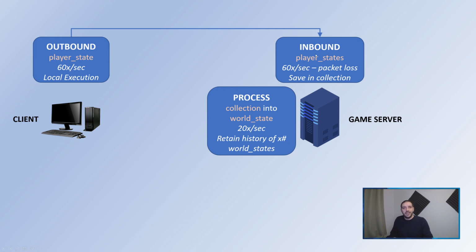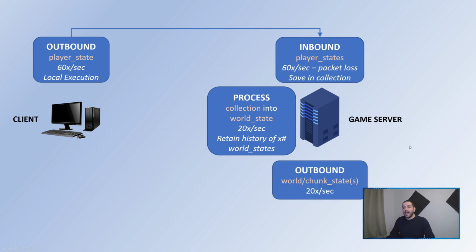If the player sends a state while there's already an unprocessed state in the collection, he'll just override that. And whenever we are processing the collection 20 times per second, we'll just take the most recent states we have received from all the players and we'll start generating a new world state. So with that said, we are going to be processing states in the collection into a world state, and we'll also retain a history of a number of world states so that we can go back in time for lag compensation. And that's a more complex topic that we'll do at the end of this series probably.